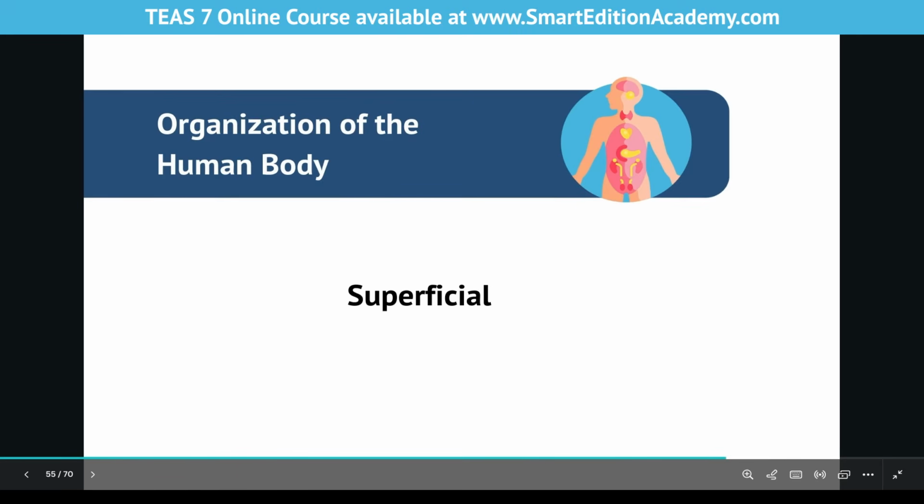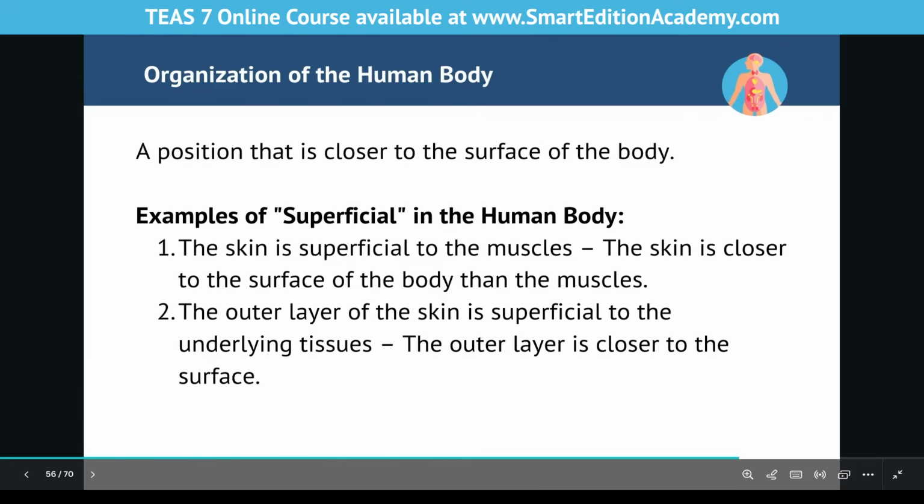Superficial. Superficial refers to a position that is closer to the surface of the body. An example of this would be the skin is superficial to the muscles. The skin is closer to the surface of the body than the muscles. Also think about when we say that a cut is superficial, it means it's just at the surface. It's not a deep cut.